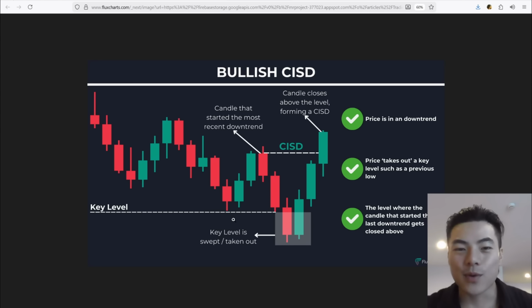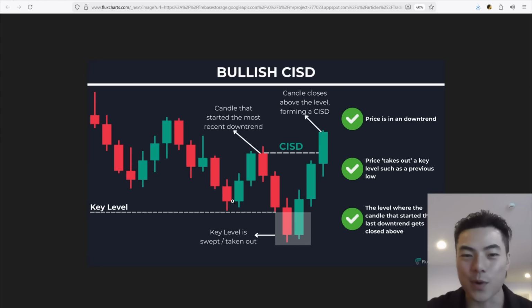So your key level is your swing low. This red candle has a wick that is lower than the wicks next to it, so that is a swing low. This swing low gets taken out by these three consecutive red candles. Since they are consecutive, you want to look at the opening price of the highest one, the candle that started the most recent downtrend.